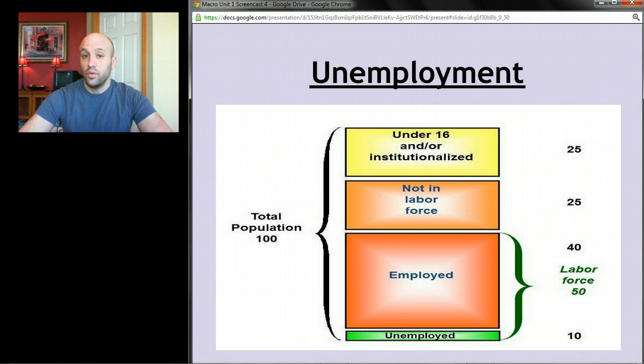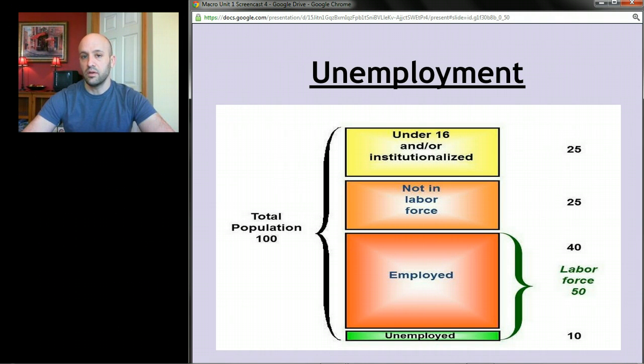These are people who we don't expect to be able to work at all, either because they're too young, under 16 years old, or they're in some kind of institution. Now that might mean a mental hospital, it might mean a prison, it might mean the army. Basically any place where you can't have a regular job in private sector employment or employment generally, you're in that yellow box.